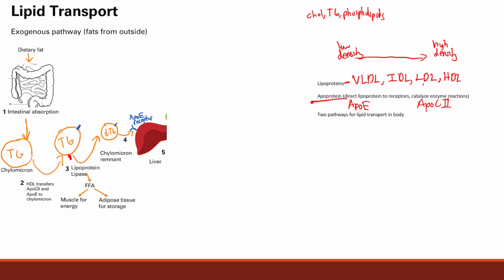Okay, now there are 2 pathways for lipid transport in the body. There's an exogenous and an endogenous. So exogenous means that it's fat from the outside. It's fat from outside the body that you put into your mouth and you eat, and that's how you get those fats. Then there's an endogenous pathway because we have fats made in our liver as well. So let's talk about the exogenous first. So remember, this is fat from the outside.